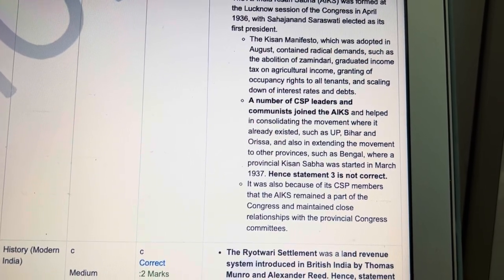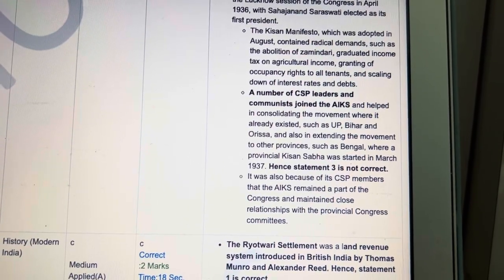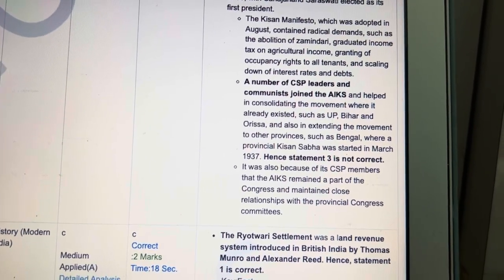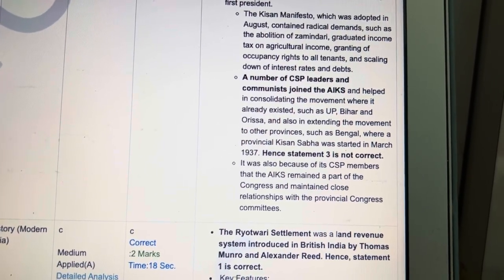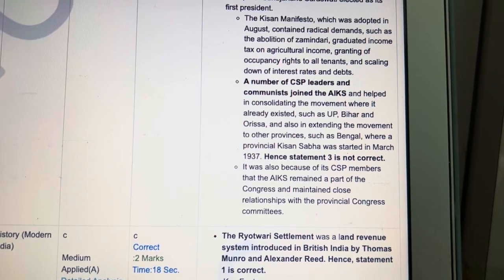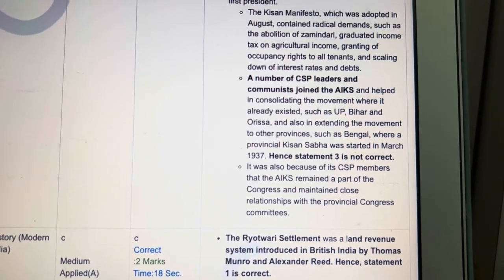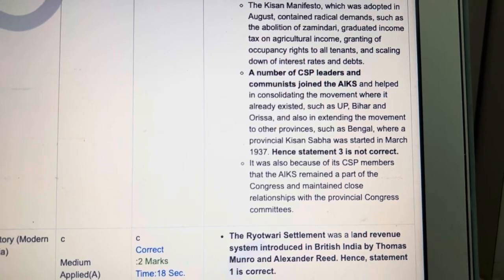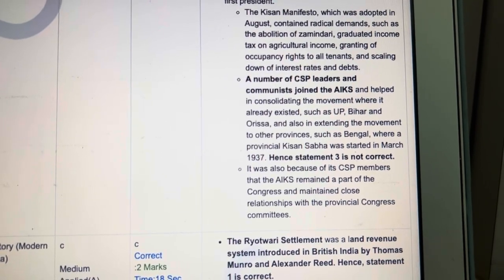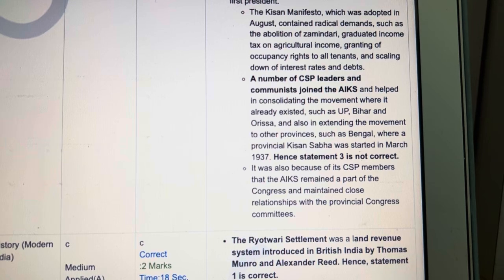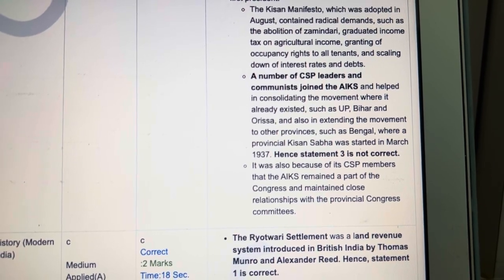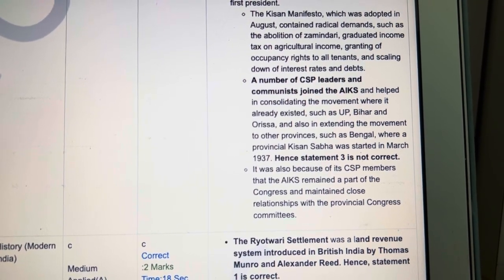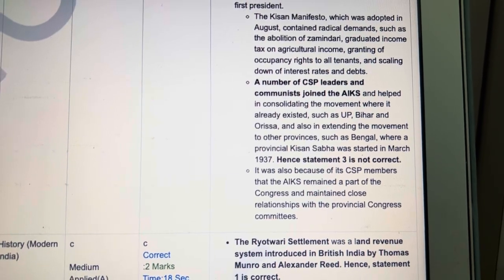A number of CSP leaders and communists joined the AIKS and helped in consolidating the movement where it already existed, such as UP, Bihar, and Orissa, and also in extending the movement to provinces such as Bengal, where a provincial Kisan Sabha was started in March 1937. Hence, statement 3 is not correct. It was also because of its CSP members that the AIKS remained a part of the Congress and maintained close relationships with the provincial Congress committees.